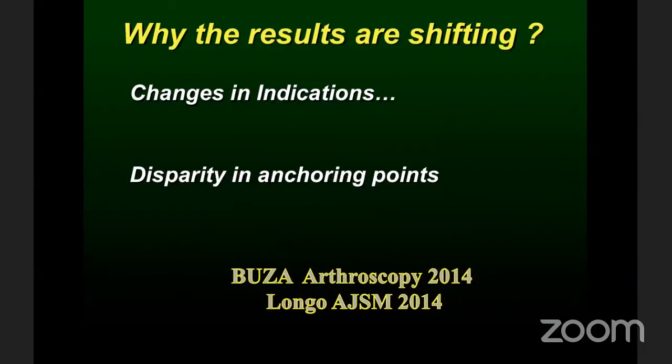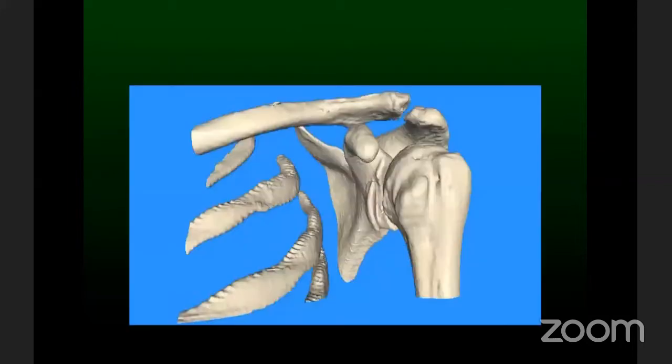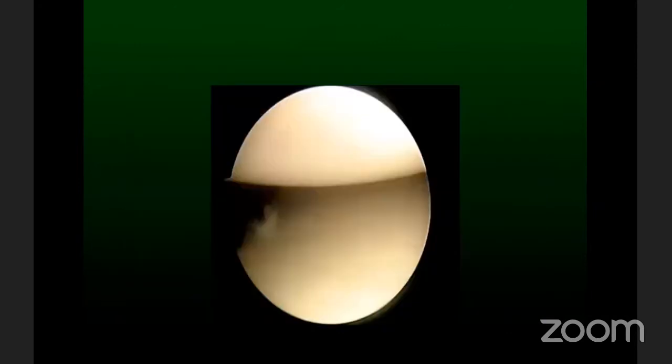So why is there improvement in good results as far as ramplissage? Because we have changed our indications and anchor points. Somebody has to understand that if you don't do the right procedure, you may not get the right result. So the change in the anchor points and change in indication has led to very good results in the management of Hill-Sachs or engaging Hill-Sachs problem in shoulder instability.